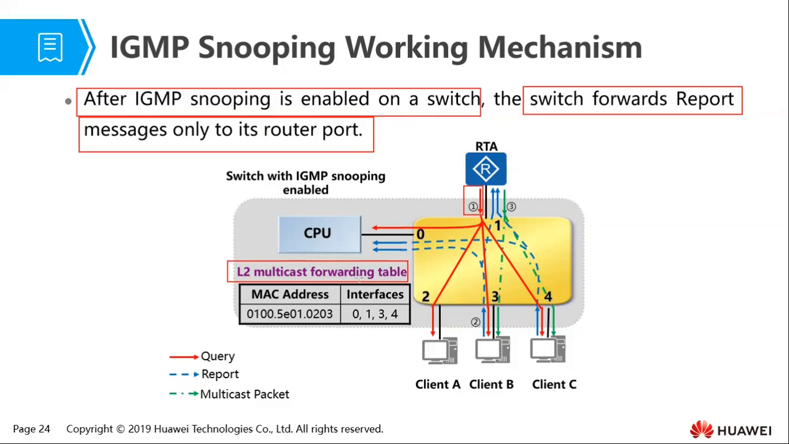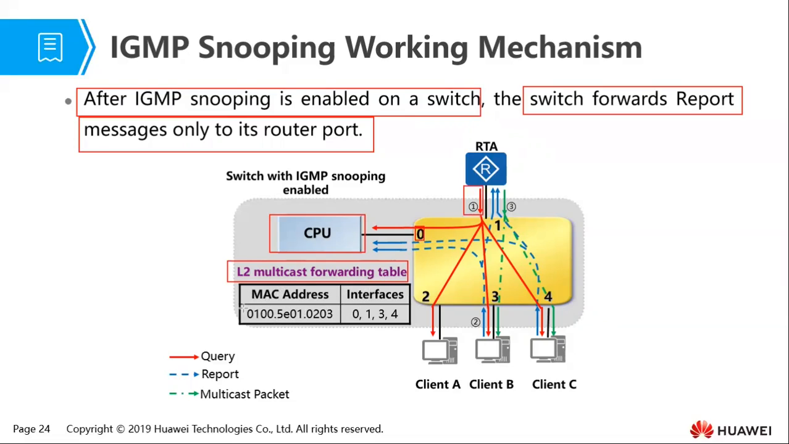When it receives a general query, as you can see with the red arrow, the general query is actually sent out to all the other connected devices, including the CPU of the switch, which is connected via interface 0.